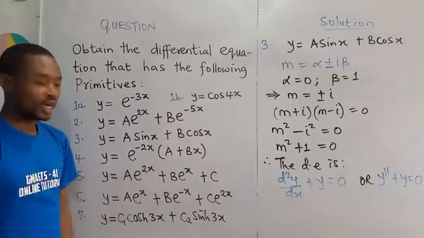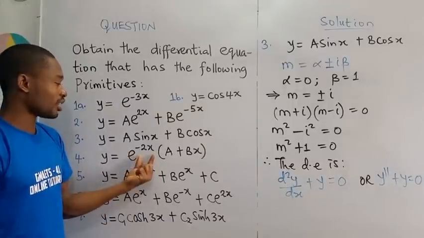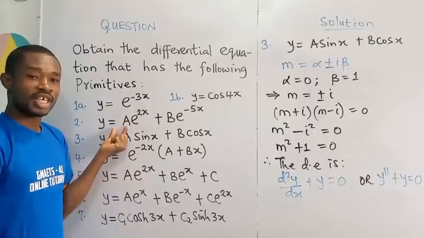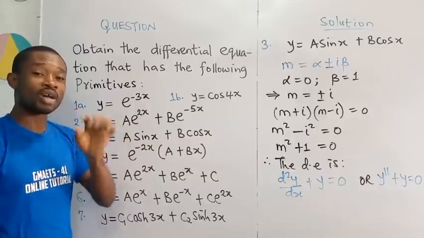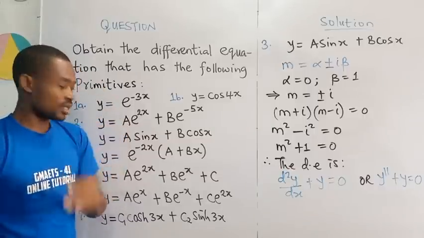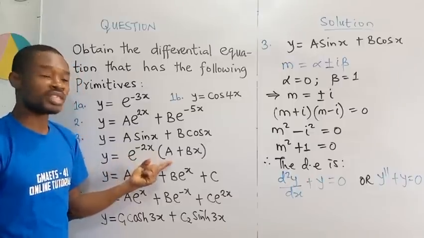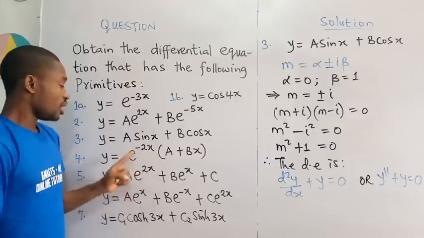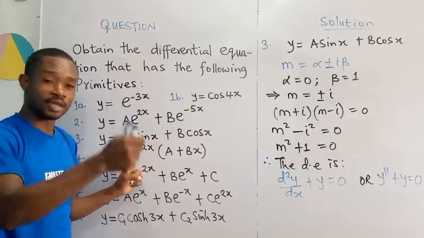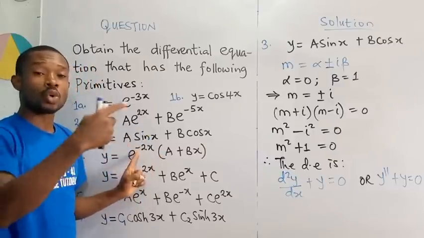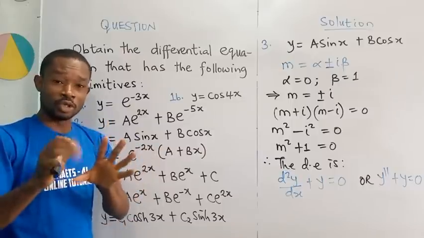Question number 4. This question number 4 is solved exactly as question 2. The only difference is this. Whenever you see this solution, it simply means that the roots of the equation are the same. In this case, one of the m is equal to minus 2. The second m is also equal to minus 2. So I'm going to leave that for you to solve.